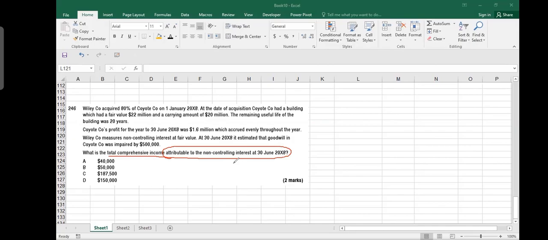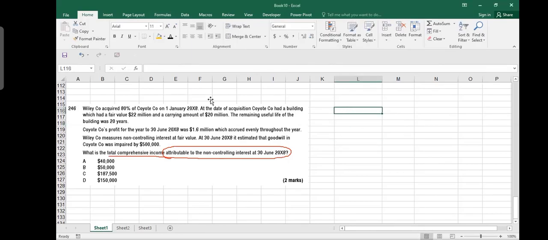The remaining useful life of the building was 20 years. So 2 million is the fair value adjustment. You divide it by 20 years. Toyota Company's profit for the year is 1.6 million, which accrued evenly throughout the year. Vili Company measures non-controlling interest at fair value. At 30th June, it estimated that goodwill in Toyota Company was impaired by 500,000. Okay, so it's very simple. We did a few questions like this before. All you need to do is find out the adjusted profit and then make adjustments and make divisions.